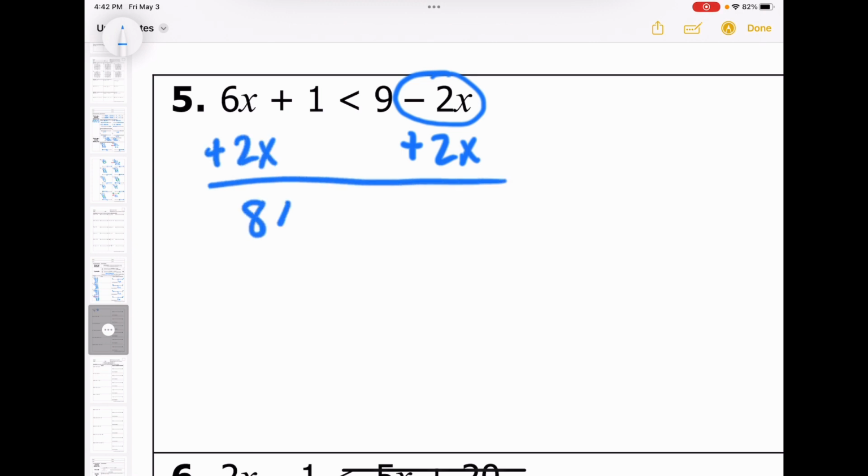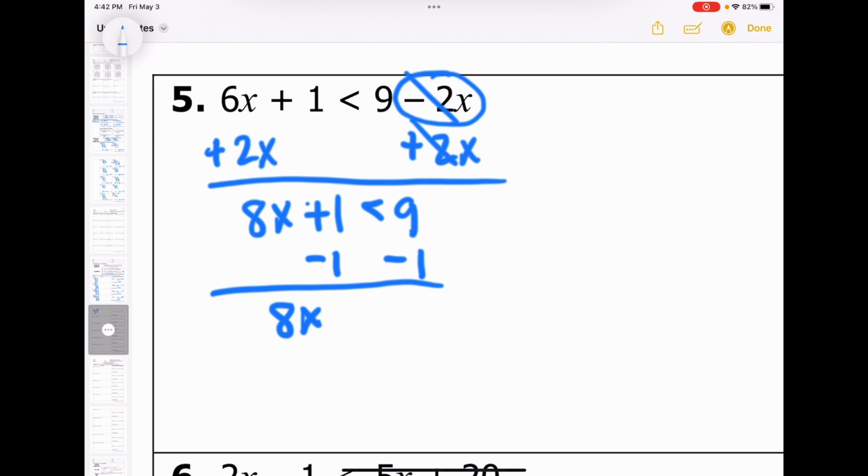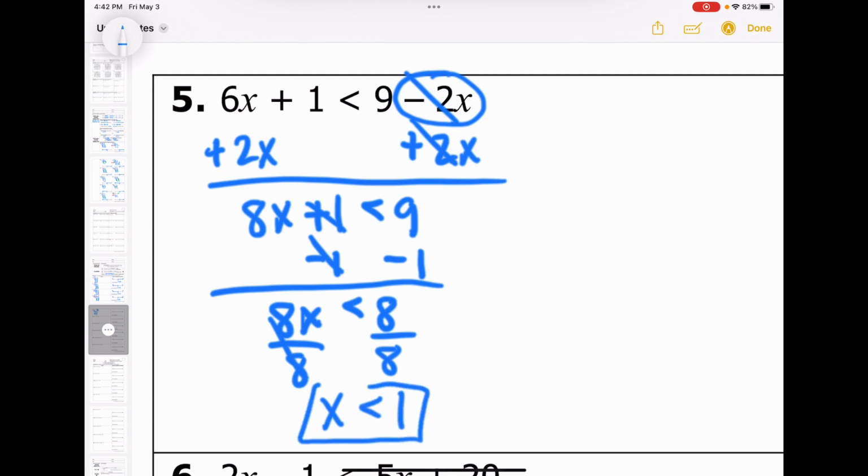So that's going to give me 8x plus 1 is less than 9. All right, then I got to move all my regular numbers to the right side. So this positive 1 needs to move, so I'm going to subtract 1 on both sides. And I get 8. Then my last step is to divide both sides by 8. So x is going to be less than 1.